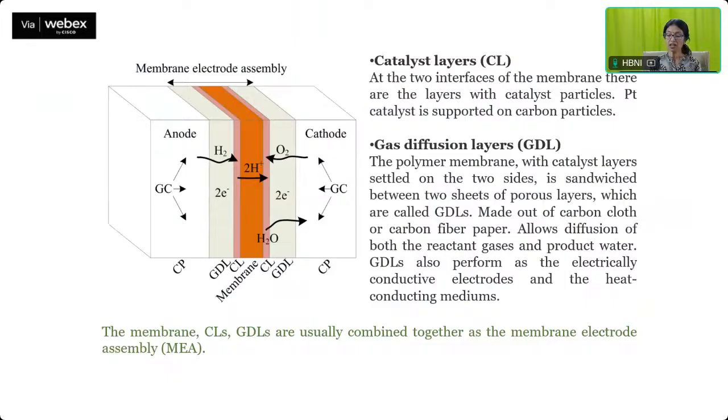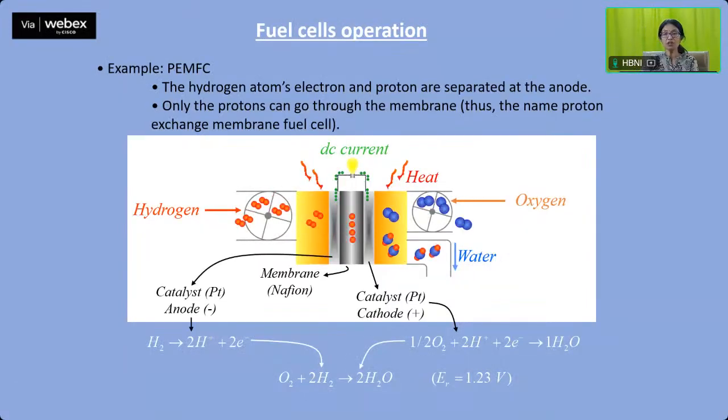What is the gas diffusion layer? The polymer membrane with catalyst layers on the two sides is sandwiched between two sheets of porous layers, which are known as the gas diffusion layers. These are generally made out of carbon cloth or carbon fiber paper. It allows diffusion of both the reactant gases and product water. Gas diffusion layers also perform as the electrically conducting electrodes and the heat conducting medium. The membrane, the catalyst layer and the gas diffusion layer are usually combined together as the membrane electrode assembly.